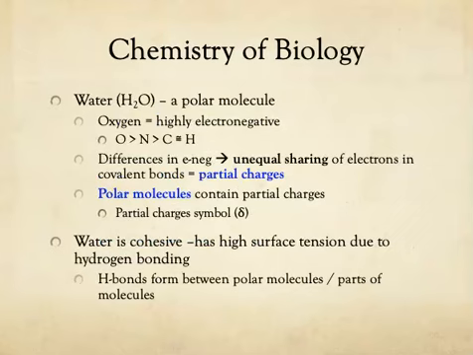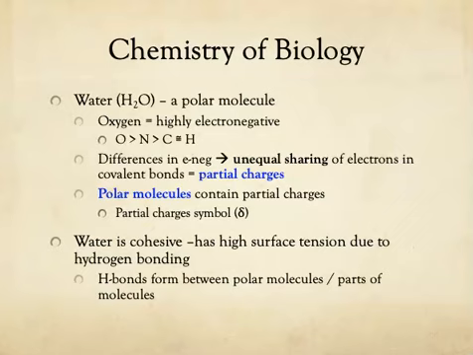Water is a great example of one of those polar molecules that can form hydrogen bonds. Remember, oxygen is a highly electronegative element. Oxygen has a higher electronegativity than all of the other three critical elements that we've discussed. Oxygen has the greatest tendency, therefore, among those four elements, to attract electrons to itself.